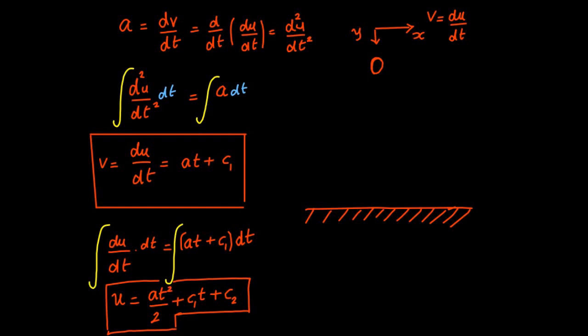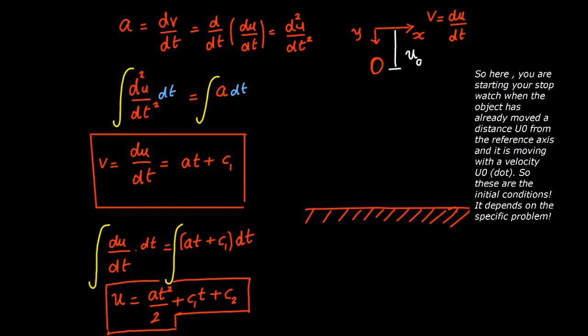And let us say that the initial distance that the object has moved from the reference axis, that you start measuring, is u naught, or you can also call that ui, maybe preferably u naught. That is the initial condition. And also the velocity with which the object is moving, let us say that it is u naught dot. So these are the initial conditions.